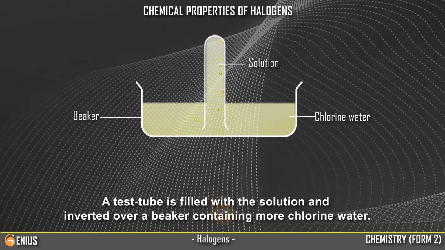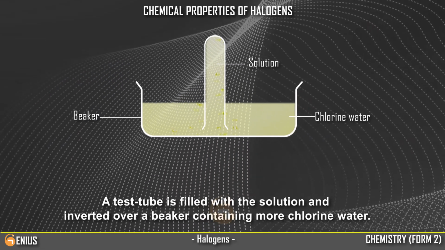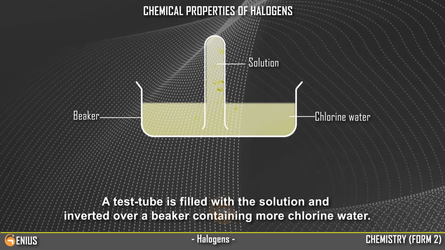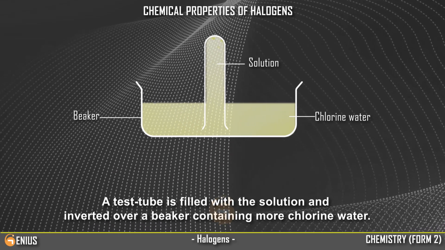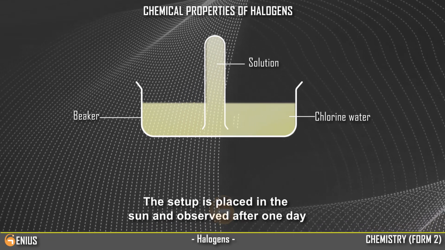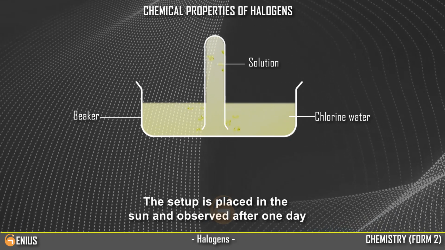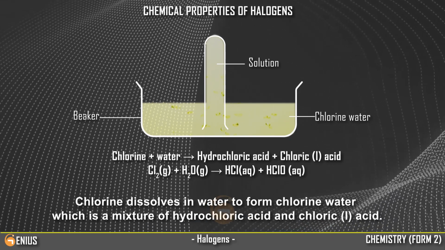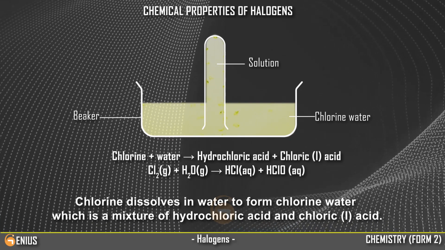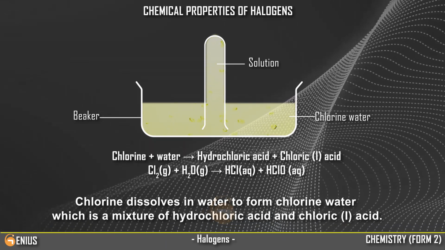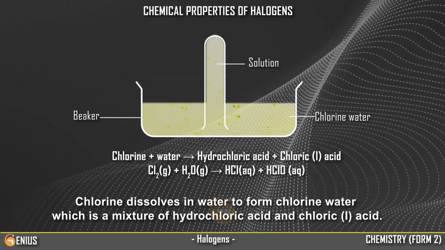A test tube is filled with the solution and inverted over a beaker containing more chlorine water. The setup is placed in the sun and observed after 1 day. Chlorine dissolves in water to form chlorine water, which is a mixture of hydrochloric acid and chloric(I) acid.